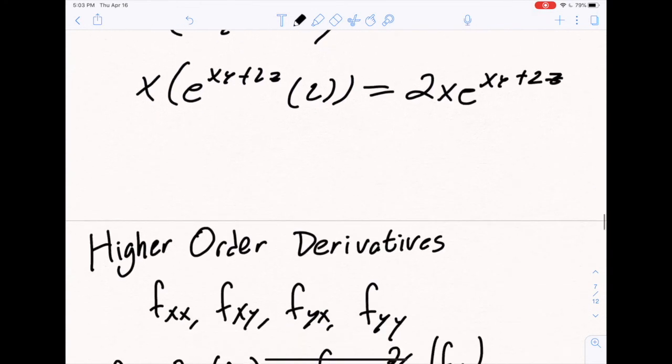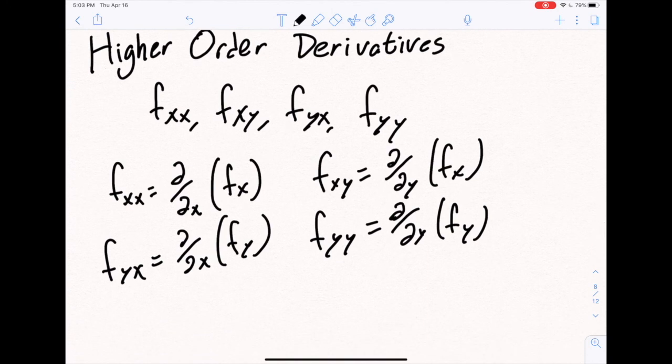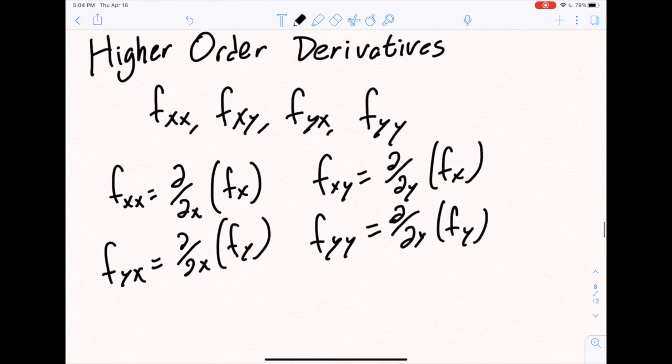From here, I want to take a quick note about higher order partial derivatives, namely fxx, fxy, fyx, and fyy. They act exactly how you think they should, and they are exactly what you think they are. Fxx is just the partial derivative with respect to x of fx. Fxy is the partial derivative with respect to y of fx. Fyx is the partial derivative with respect to x of fy. And fyy is the partial derivative with respect to y of fy. So let's take a look at an example.